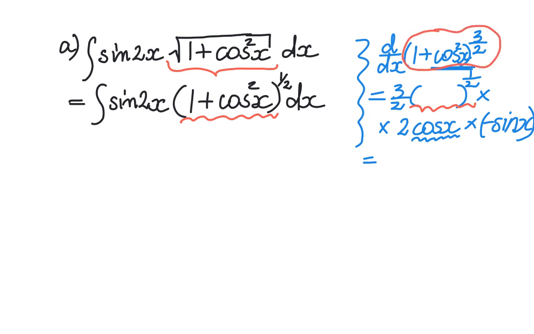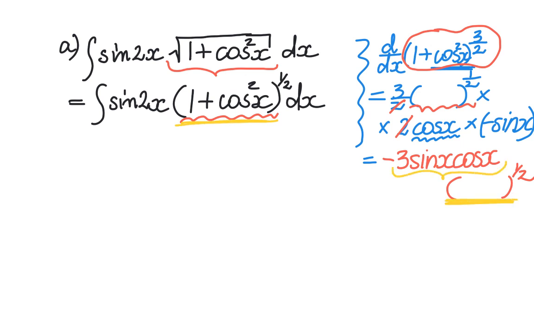Which means that by inspection, if I decide that my answer for my antidifferentiation is 1 plus cos square of x to the power of 3 over 2, then my derivative should be minus 3 times sine x times cos x times the bracket to the power half. Right, what do I have? I've got my bracket. That's great. But I don't have this thing. I don't have a term sine x cos x times minus 3. But I have sine of 2x.